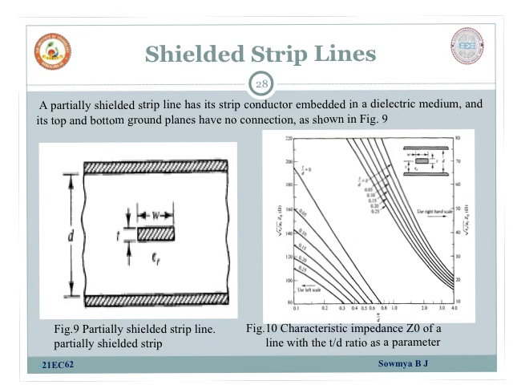Next we have shielded strip lines. A partially shielded strip line has its strip conductor embedded in a dielectric medium and its top and bottom ground planes have no connection. As you can see here, the strip conductor is embedded in this dielectric medium having the thickness d, and this strip conductor has thickness t and width w, and is present in the dielectric medium having the epsilon r value. This is how the characteristic impedance Z0 of a line with the t by d ratio as a parameter is plotted.